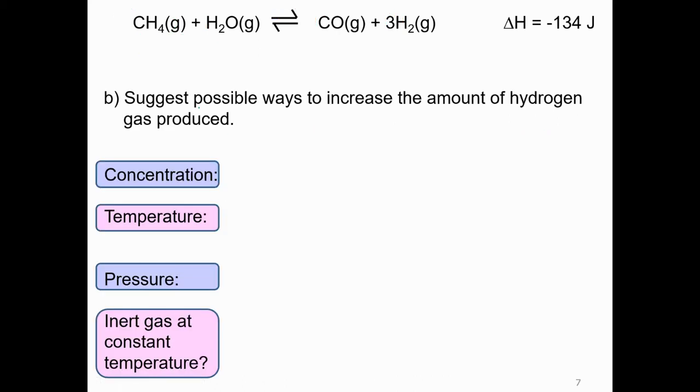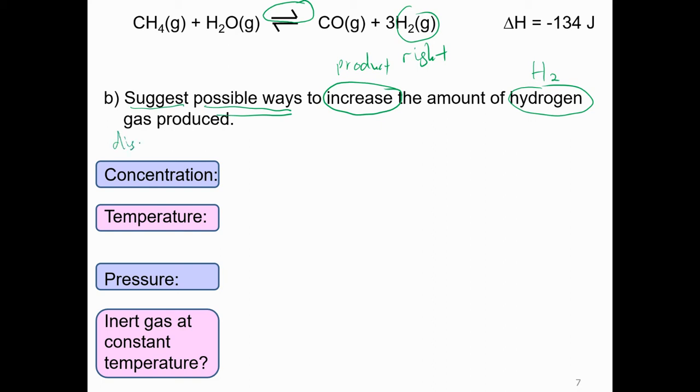Okay, the last one: suggest possible ways to increase the amount of hydrogen gas. So this means, where's the hydrogen gas? It is on the right. Hydrogen gas is the product. So in total we want the equilibrium position to shift to the right. So how can we deal with it one by one? Let's look at the disturbances one by one.